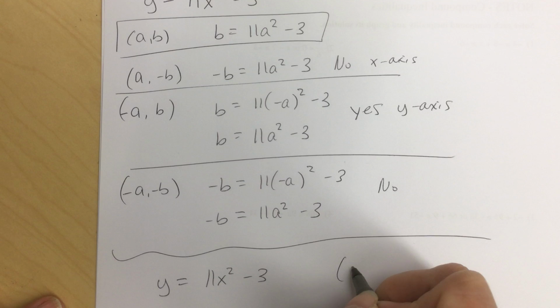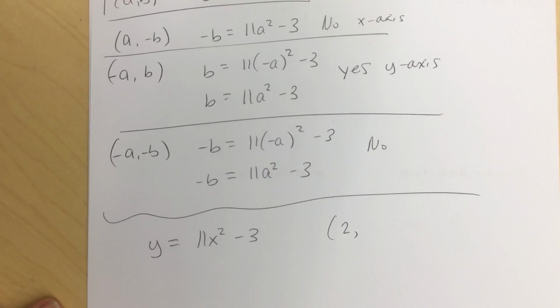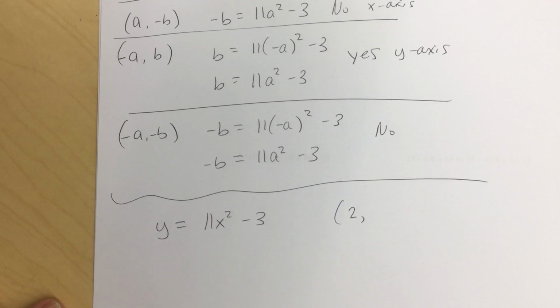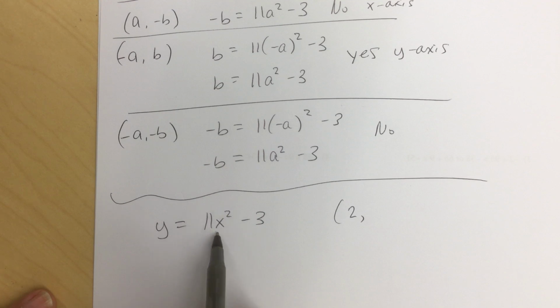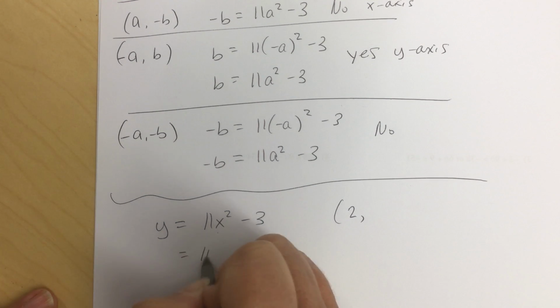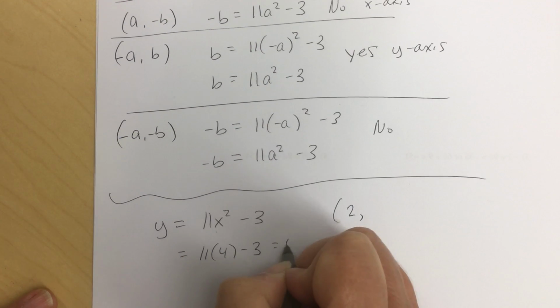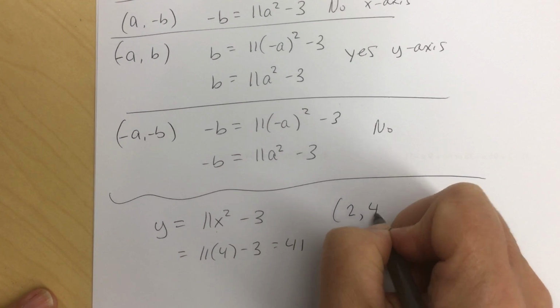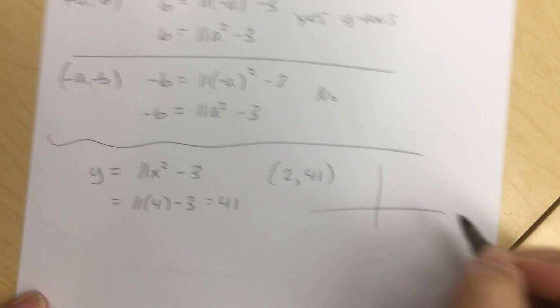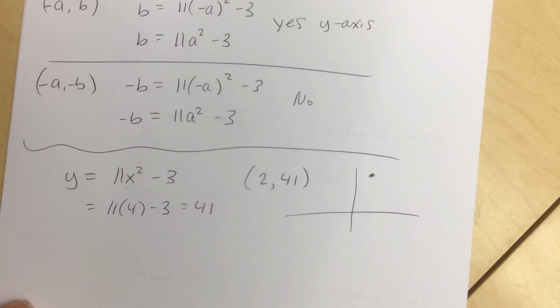So let's say you plug in 2 for x. You have to find the y that actually works for it. So if you plug in 2, you get 4. So that would be 11 times 4 minus 3. 44 minus 3 is equal to 41. So you have the ordered pair (2, 41). So you know on this graph (2, 41) is there.